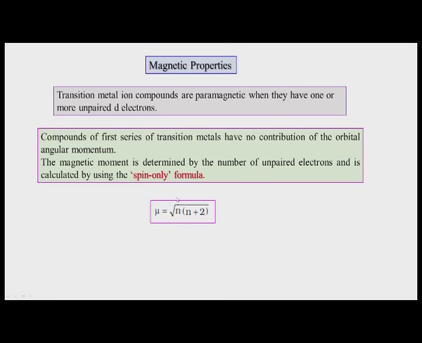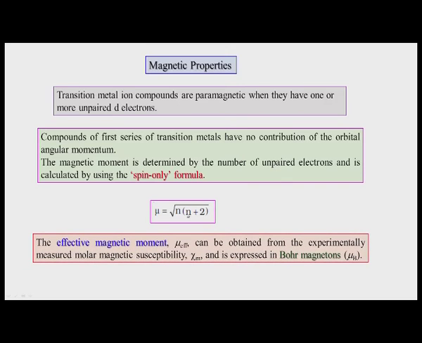Theoretically, by knowing the number of unpaired electrons, we use the spin-only formula, where n is the number of electrons, very similar to our 3d n configuration, where n is the number of electrons present in the different d orbitals. The effective magnetic moment, written as a subscript on mu, can be obtained from the experimentally measured molar magnetic susceptibility. Using the Gouy balance we get the chi g values, then chi g can be converted to chi m values, and these chi m values can be expressed in terms of the Bohr magneton, where the subscript B is for Bohr, the name of the scientist.